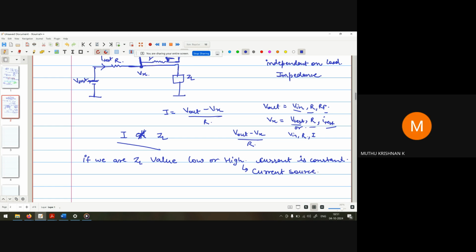So this acts as an ideal source, right, sir? Which one? This current source. This current source is not ideal. It is dependent on some parameter, but it is not dependent on the load resistance.